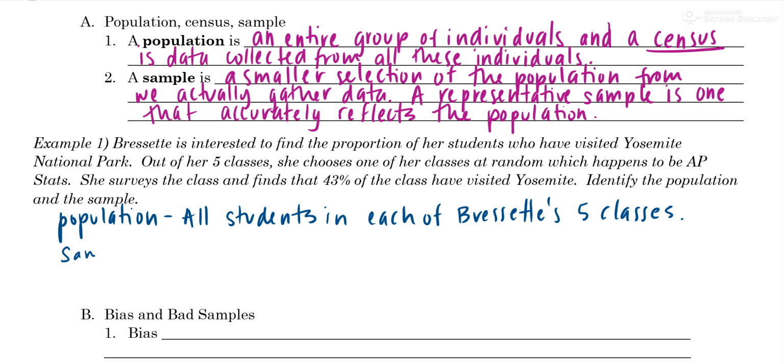Okay. So then in this case, who's the sample? Well, from this explanation, it sounds like she randomly selected one class, which happened to be AP Stats. Makes sense. 4 of my classes are AP Stats, 1 is Algebra 2. So my sample would be the students from that chosen AP Stats class.